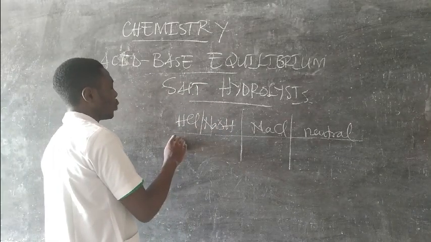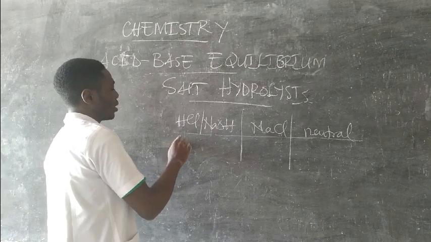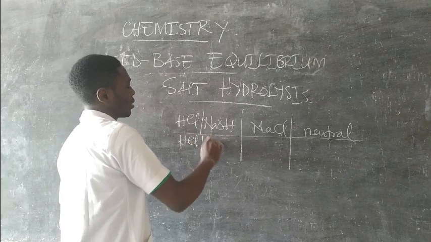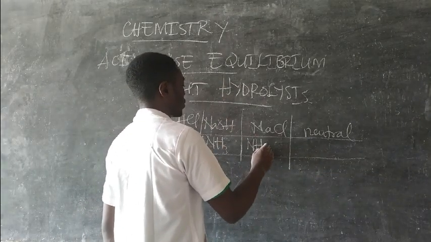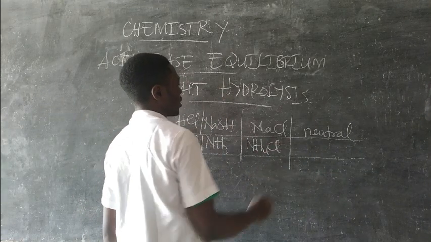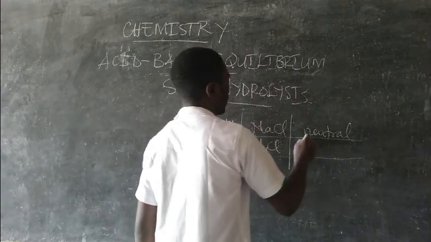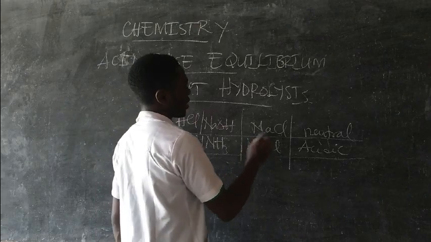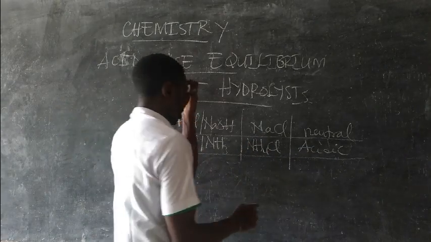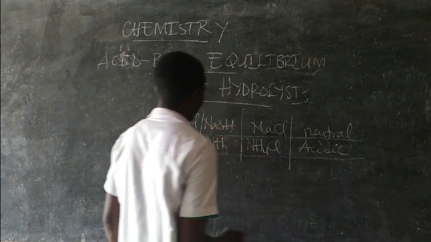If you have a strong acid, say HCl, and a weak base, ammonia, you're going to have something like ammonium chloride. This solution is going to be acidic because when it breaks down, it will release H plus into solution. If you try to write down the equation, you see the solution will be acidic.